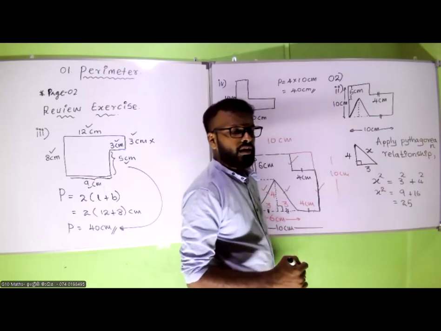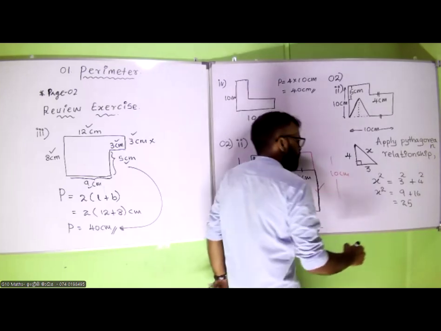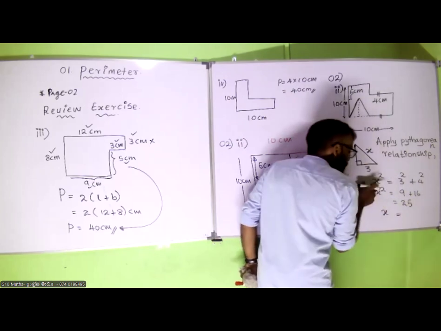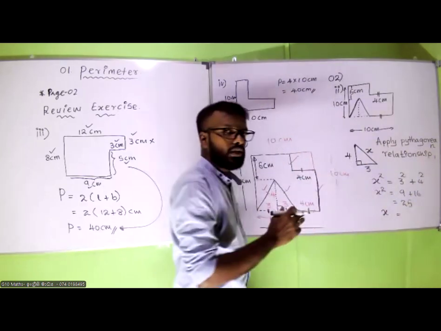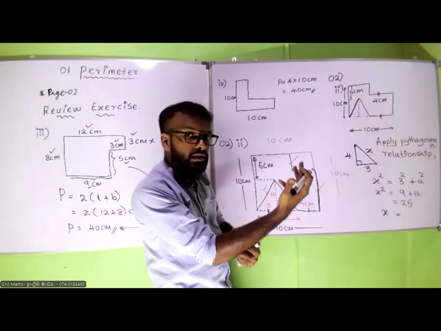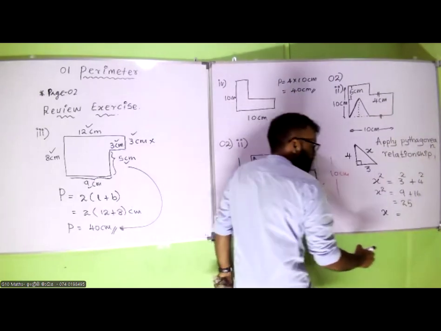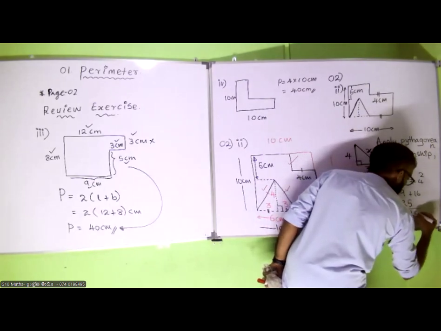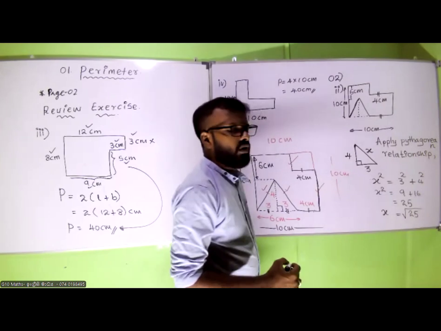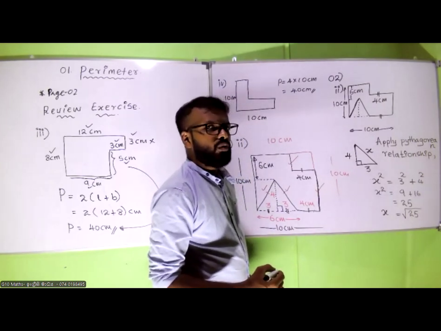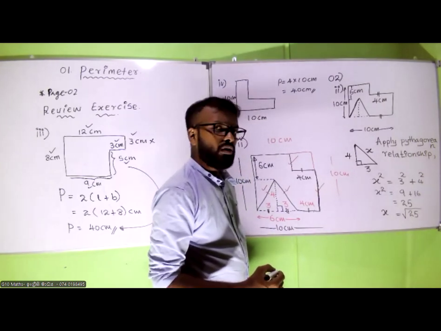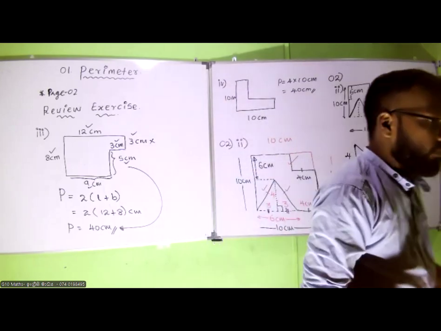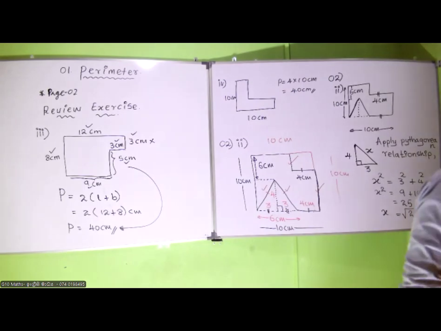X to the power 2 equals 25. When this power 2 goes to the other side, it automatically becomes the square root. Square root of 25. How are we going to write 25 in a different way? Tell me. 5 into 5. Yes, 5 into 5.